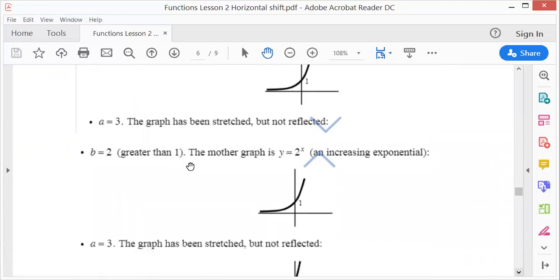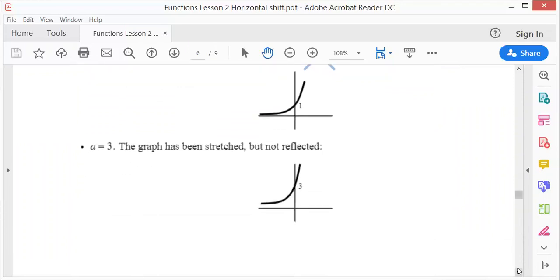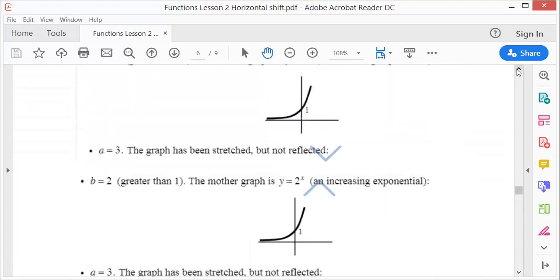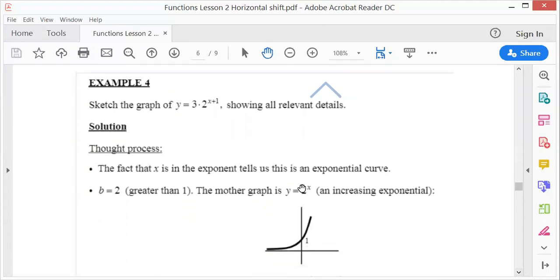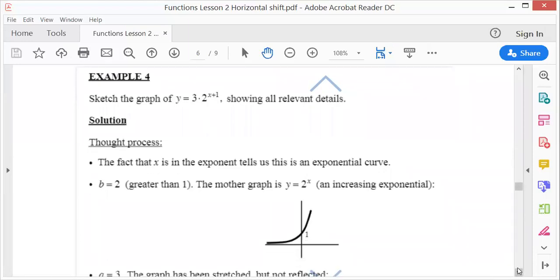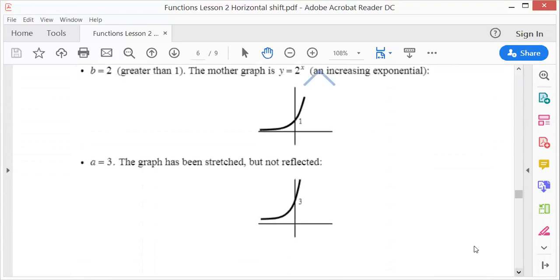Right, so b is 2, greater than 1. Cool. So there you are. So now the graph moves up to 3. You see? Because they tell you that a is 3. Let me take it back quickly to show you. Right, you see that? There's a 3 there. It will tell you where the graph will move. So the mother graph normally goes through 1, because it is 1 times 2 to the x, but if there's a 3, it will go through 3 times 2 to the x. So remember that. That explains that 3.